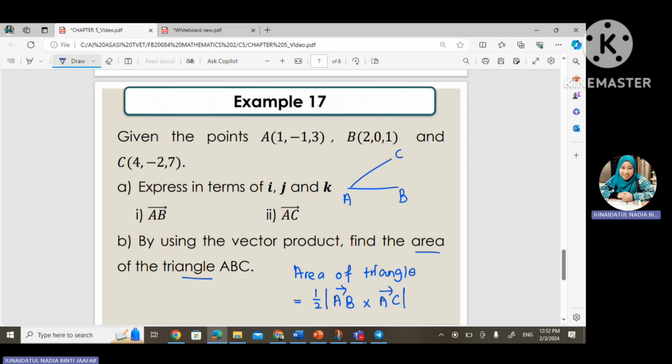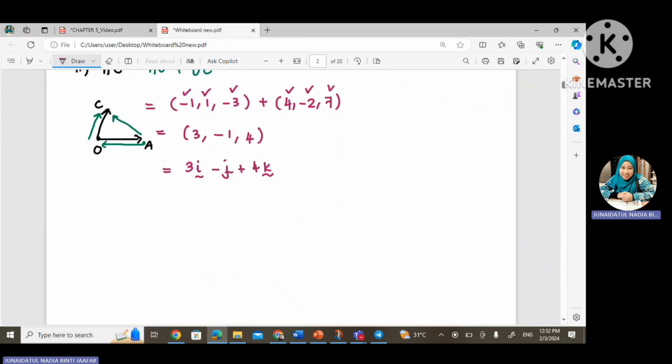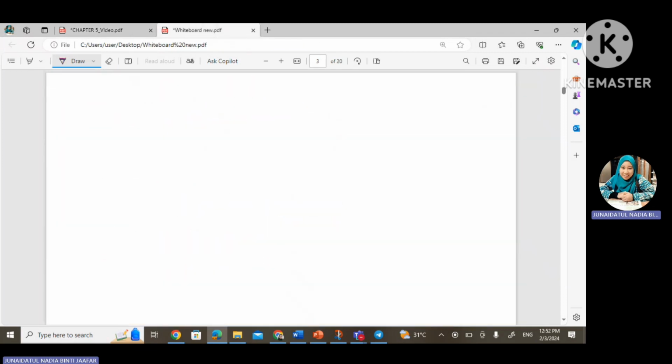We use AB and AC because we just found the resultant vectors of AB and AC in question A. So we already have the resultant vectors of AB and AC. Now we must find the cross product between AB and AC.